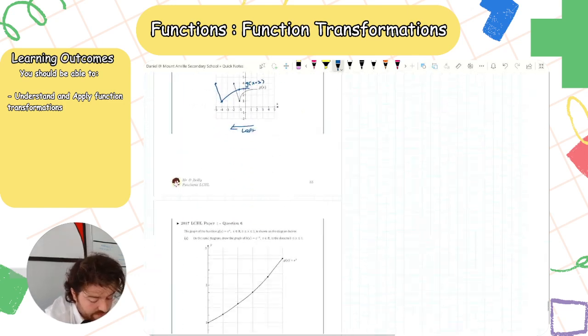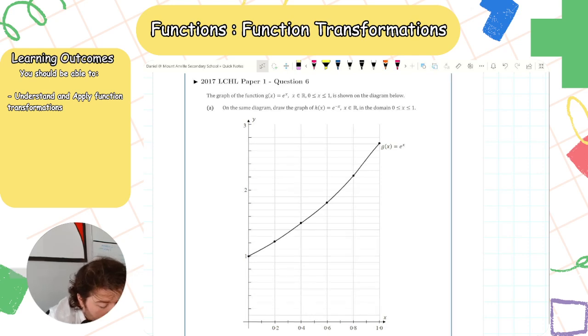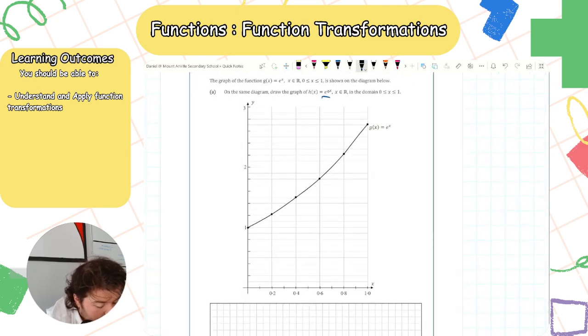Right. And finally, last one here. The graph of the function g of x equals e to the power of x. On the same diagram, draw the graph of the function h of x equals e to the power of minus x in the domain 0 to 1. So honestly, you could just use your table of values for this one. Right? But all we do know is we're minusing my input. So this is actually, I think, the inverse function, I believe. e to the power of minus x. But actually, you could just sub it in. Why wouldn't you just sub it in? Sub it in. I think it'd be looking like that.